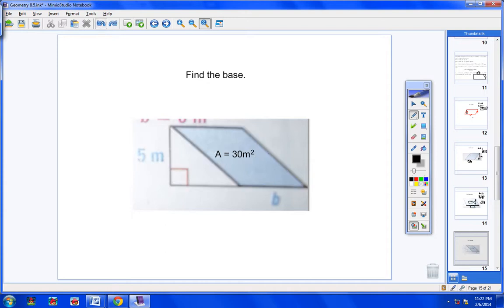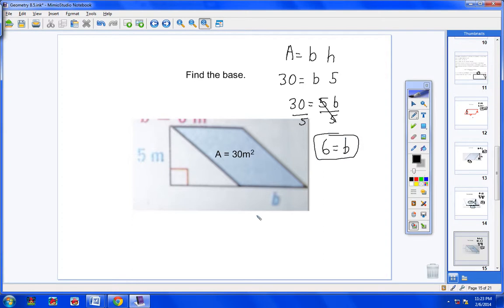All right, so we're going to use our formula we've been using. Area of a parallelogram equals base times height. For area, I'm going to substitute 30. For base, I'm going to leave that a b, and for my height, I'm going to put a 5. Now you should know that b times 5 is the same thing as 5 times b. All right, so 30 equals 5b. Now we're going to divide both sides by 5. These cancel, and 6 equals b. So we found the base.